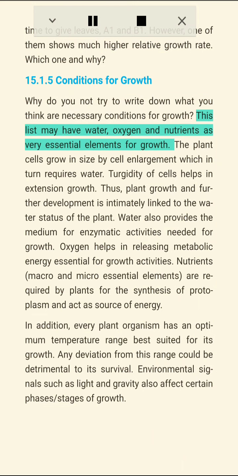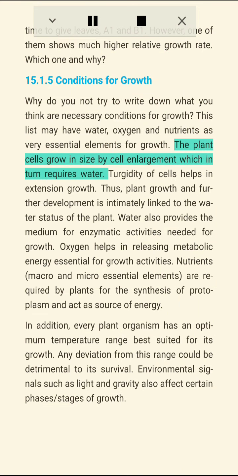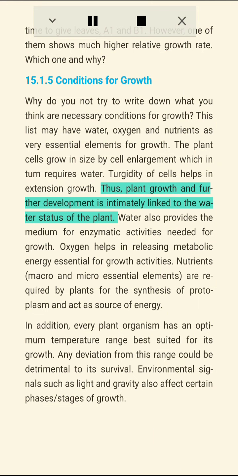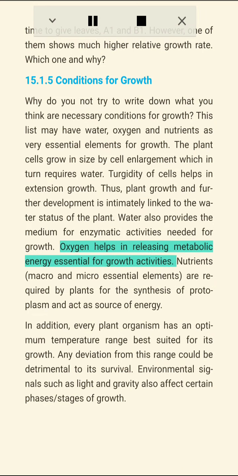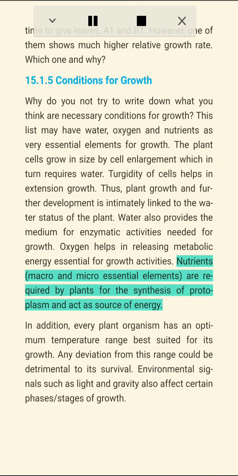Why do you not try to write down what you think are necessary conditions for growth? This list may have water, oxygen, and nutrients as very essential elements for growth. The plant cells grow in size by cell enlargement, which in turn requires water. Turgidity of cells helps in extension growth. Thus, plant growth and further development is intimately linked to the water status of the plant. Water also provides the medium for enzymatic activities needed for growth. Oxygen helps in releasing metabolic energy essential for growth activities.